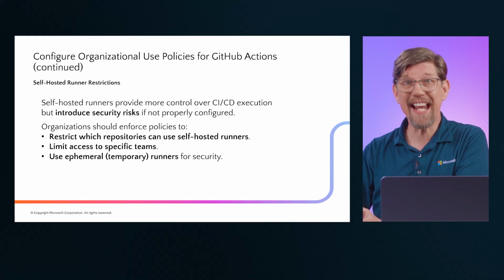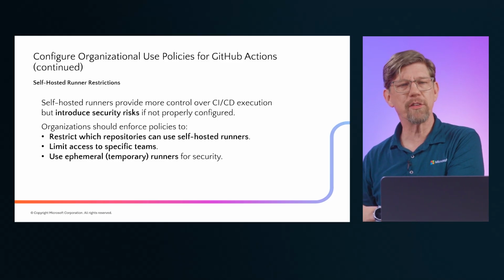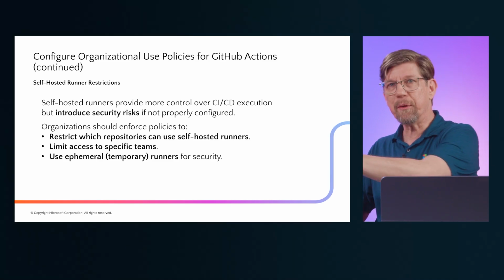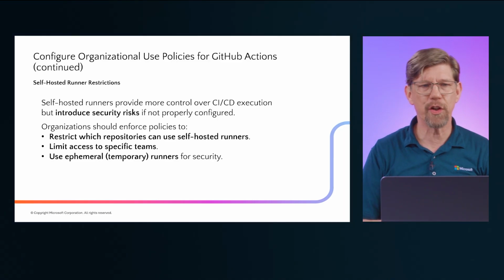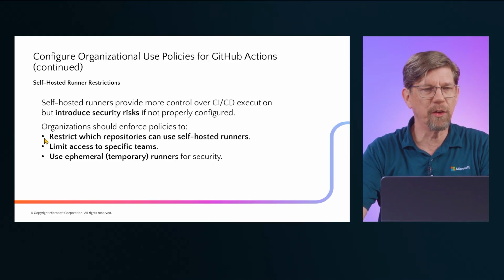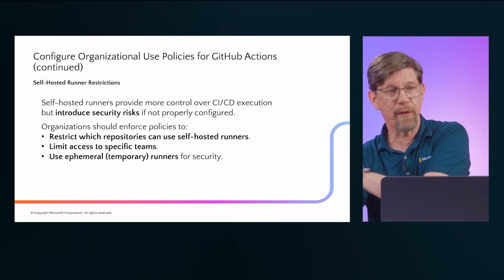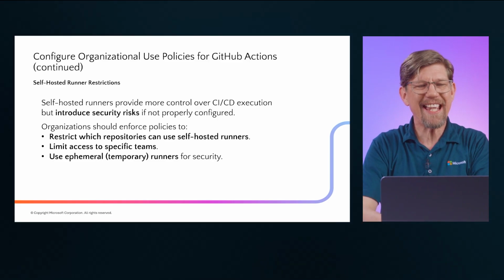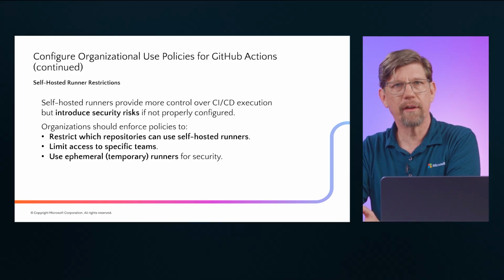Self-hosted, you could put it anywhere. It could be inside of your Azure VNet. It might be on an on-prem server somewhere. Right? And accepting arbitrary code to be running in those environments is far more dangerous. It's a much higher security risk. So organizations really want to take a look at restricting what repositories are allowed to use those self-hosted runners. Those have to be repositories that we implicitly trust and which teams are likely to run on them.